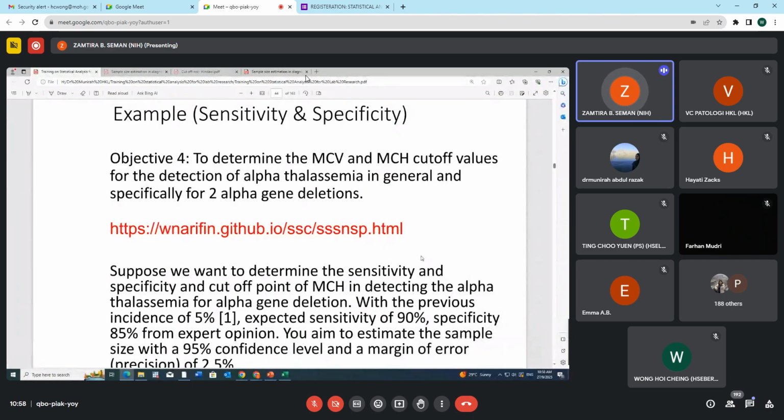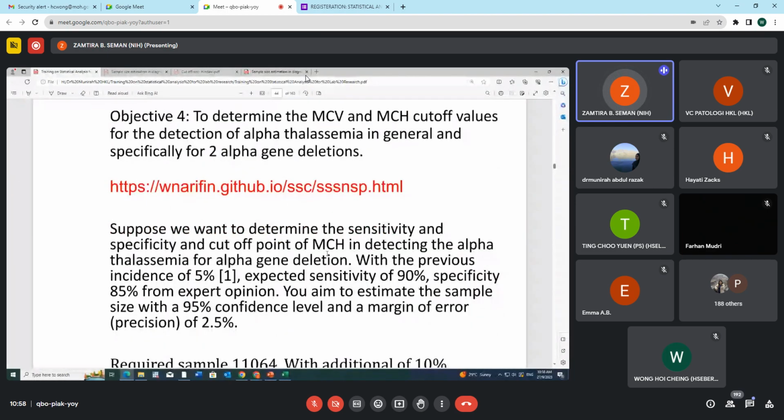But then I guess this one, because from sensitivity and specificity we can also apply it for the ROC at the end of the day. Okay, and I use this example. Suppose we want to determine the sensitivity, since our last objective is to determine MCV and MCH.